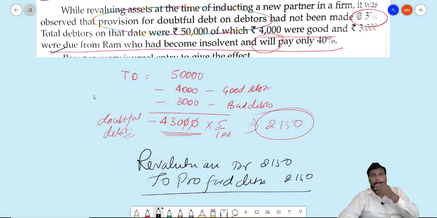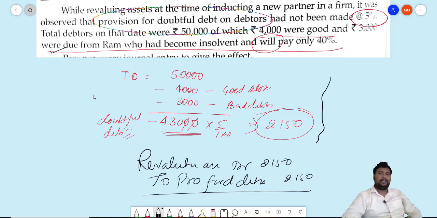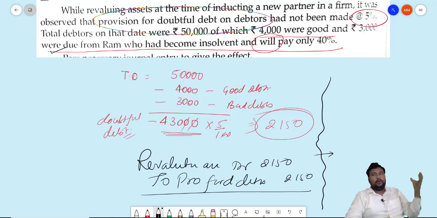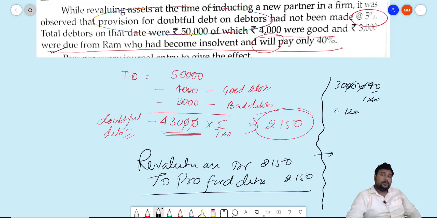Now, 3,000 were due from Ram, who had become insolvent and will pay 40%. For that also, you can pass one more entry. Ram became insolvent and will pay 40% only. So 40% of 3,000, we will receive 1,200. So our debtors decreased by 1,800. How? 3,000 was the total debtors, 1,200 remains, so 60% is off. So 1,800 is off. For that, we pass the entry revaluation account debit.